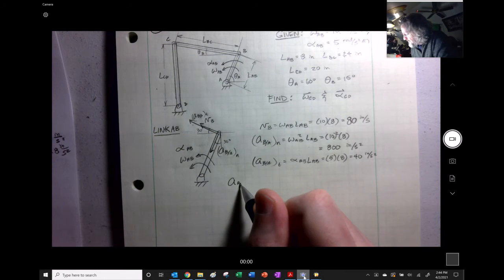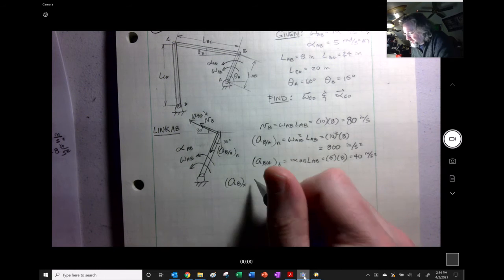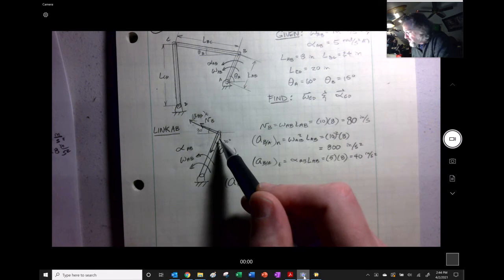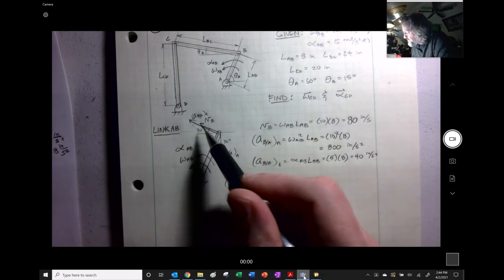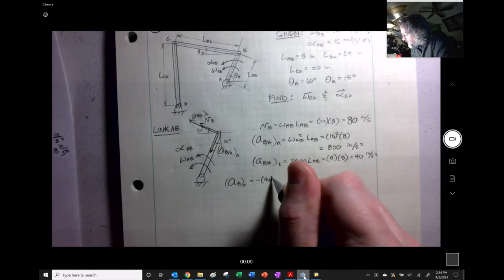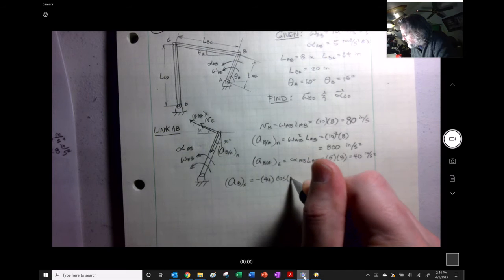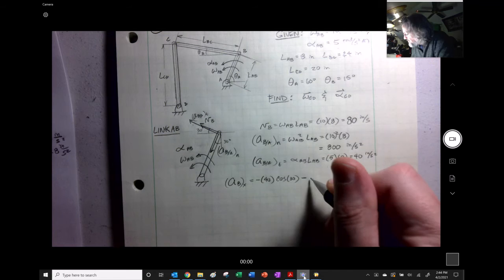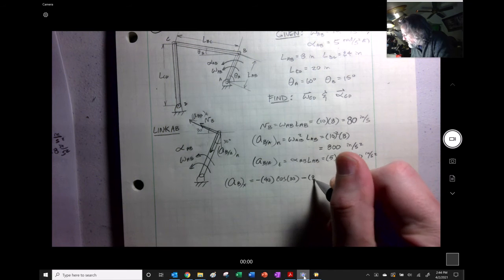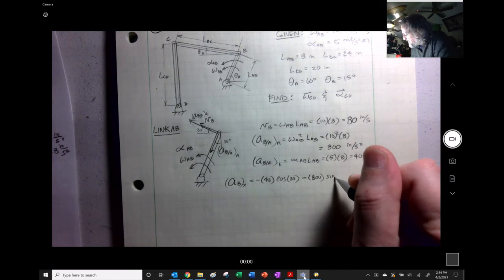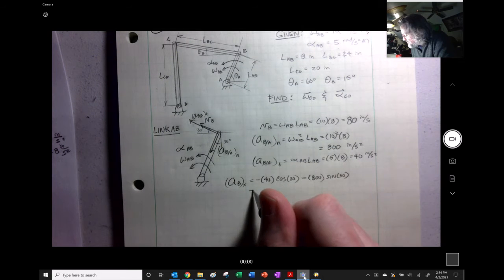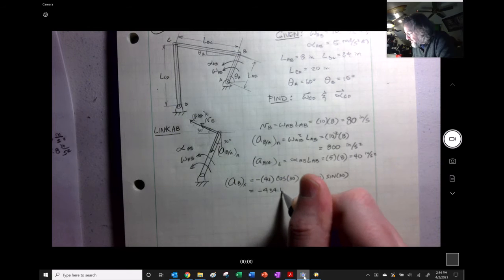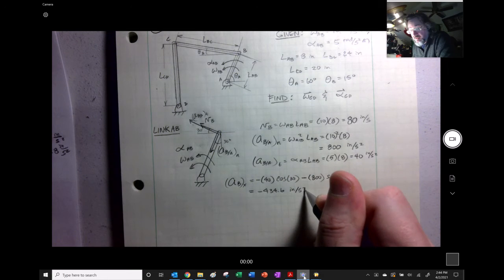So we'll say the acceleration of B in the X direction is equal to, I just started with the tangential first. So that's negative 40 times the cosine of 30, and then it's also going negative for this one, negative 800 times the sine of 30. So I got negative 434.6 inches per second squared.